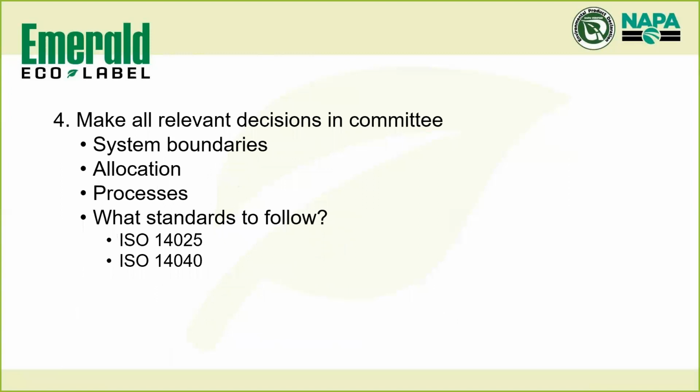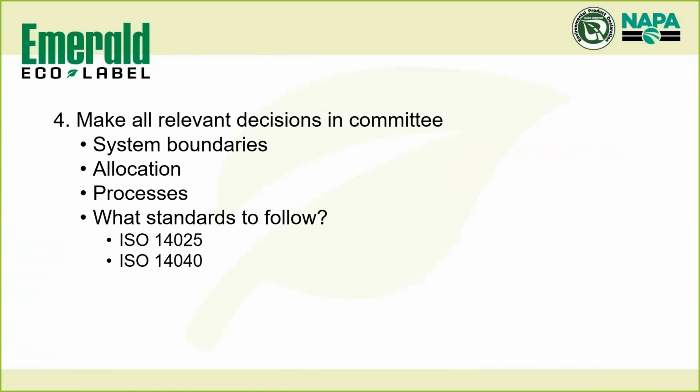The fourth step was making all relevant decisions in the committee. And this had to do with things like, where were we going to draw the system boundaries? What allocation methods were we going to use involving things like the asphalt binder? It was discussed earlier that there were different options that were available, and ours is kind of a combination of a mass and economic yield that was really developed and thought out by Rebecca Yang when she was at the University of Illinois for graduate school.